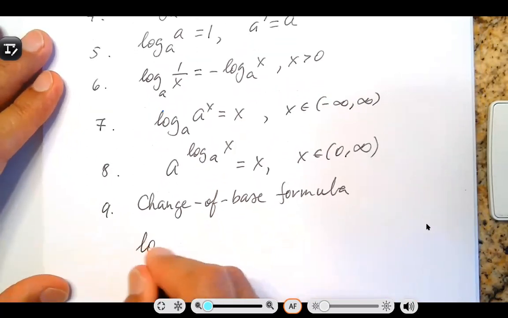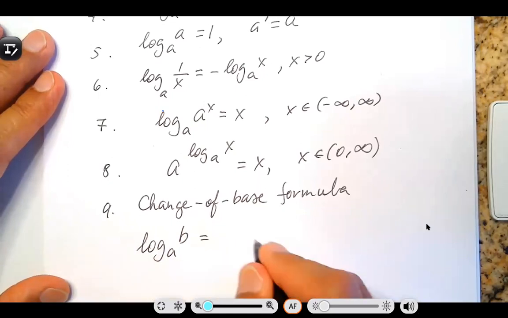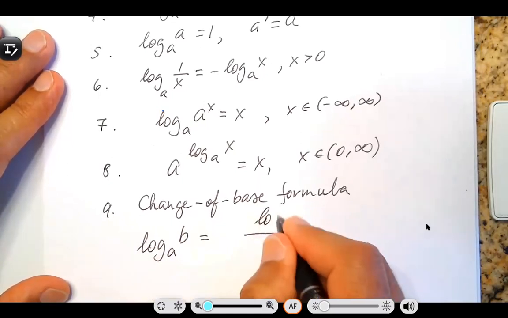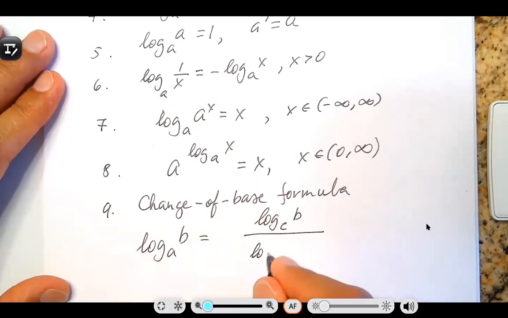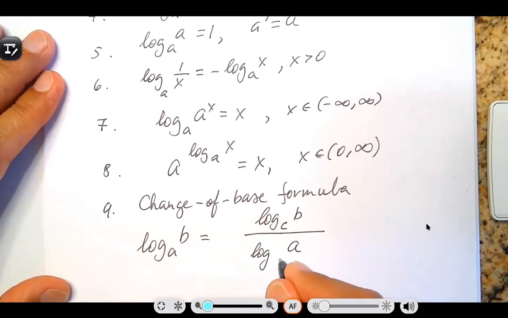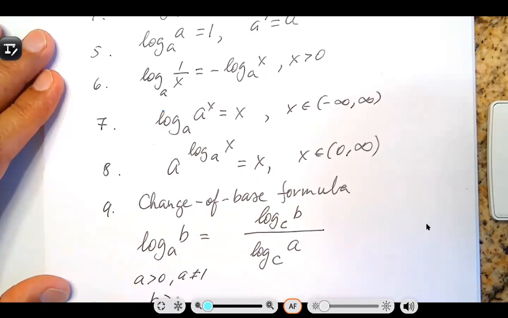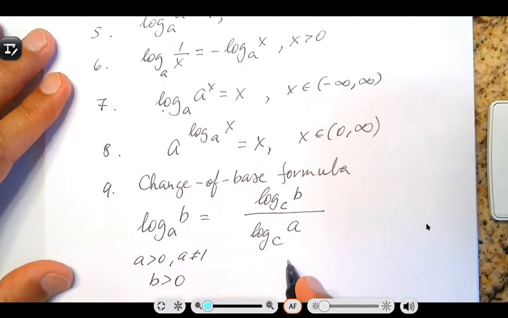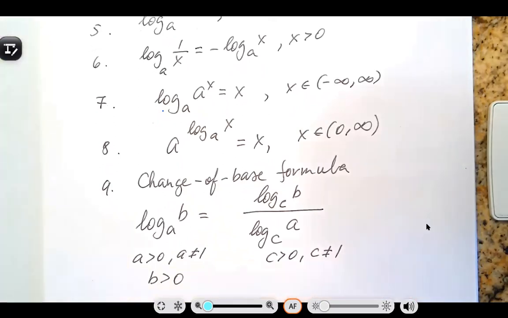So let's say I have logarithm b base a. Then it equals logarithm b base c over logarithm a base c. Here a is positive, a does not equal 1, b is positive. On the right hand side, c must be positive, c does not equal 1. Change of base.